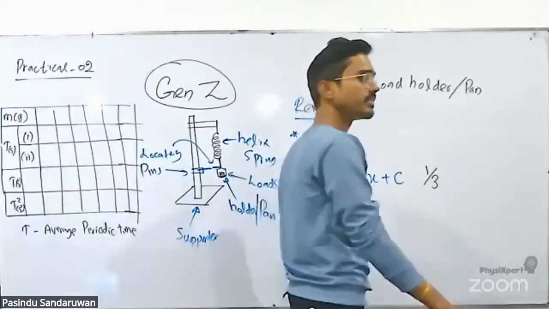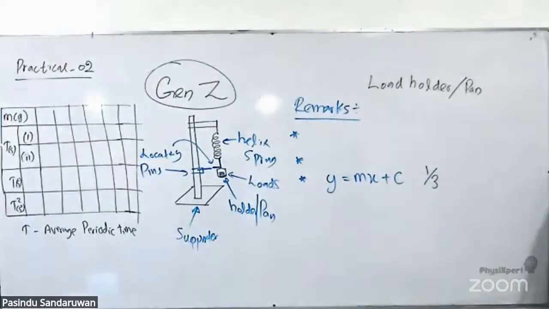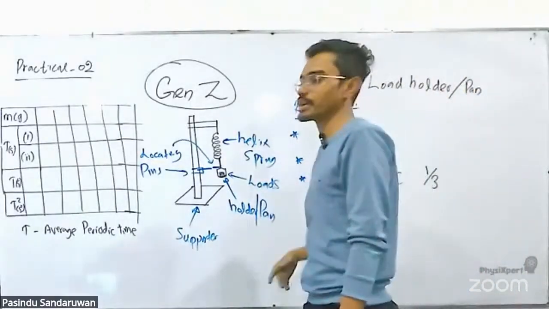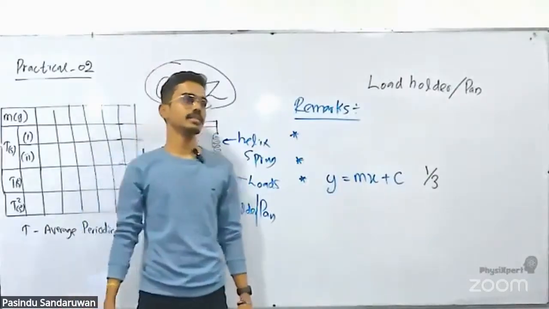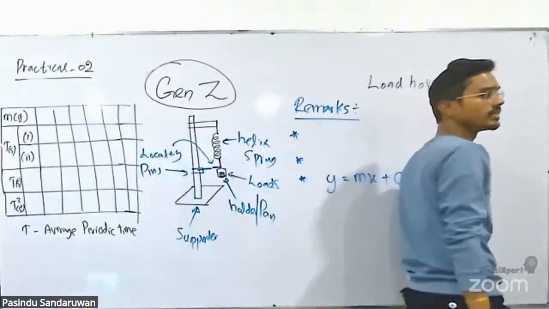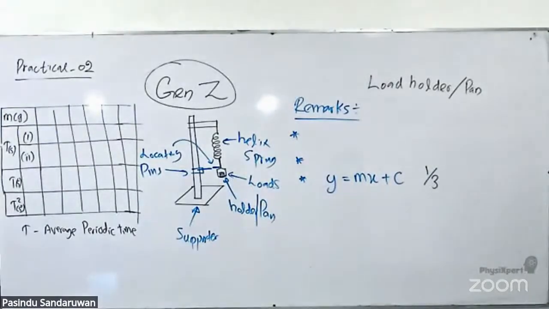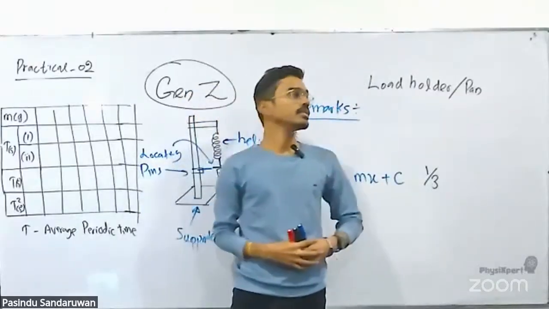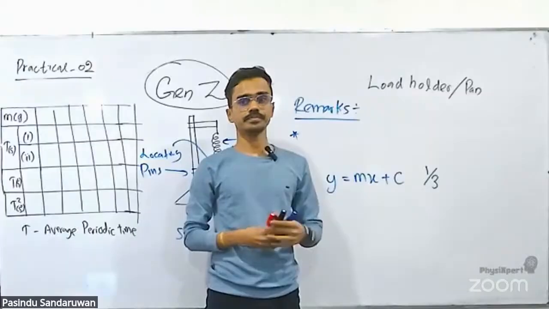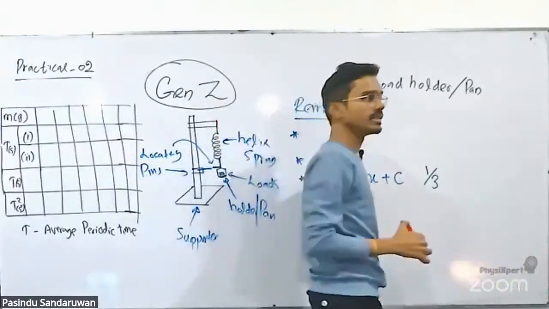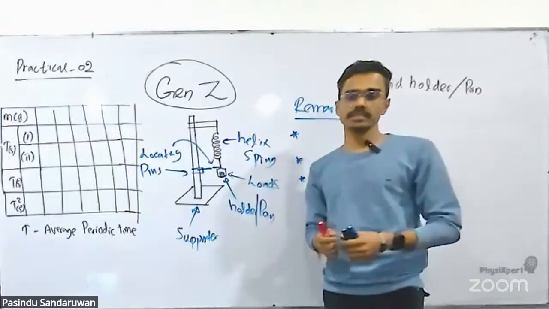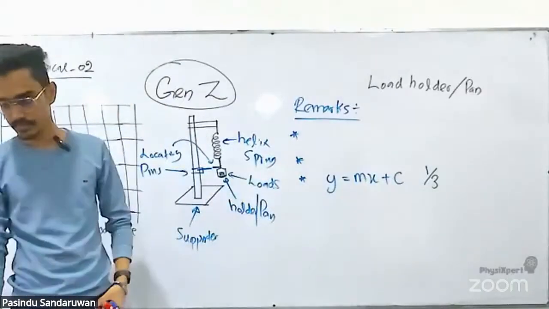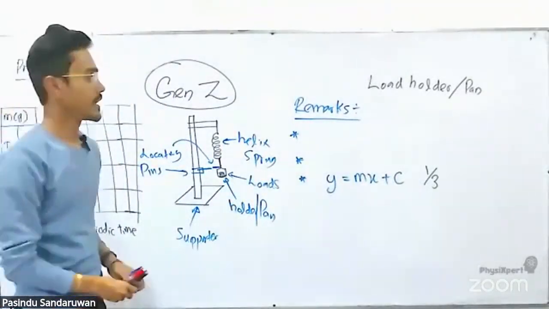Within brackets in red, T equals 2 pi root m over k is valid only for light springs. Right. Next point.